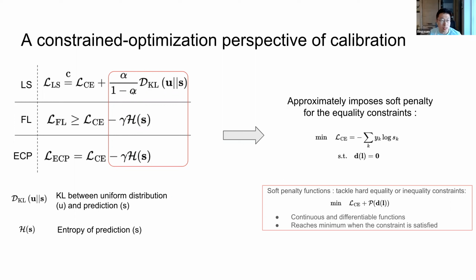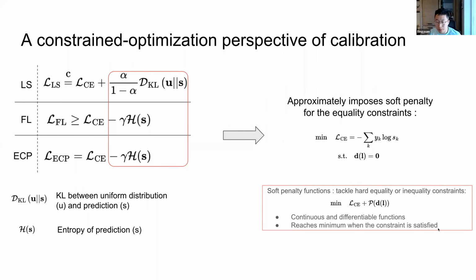entropy. We can see that in label smoothing, the second term is the KL divergence between the uniform distribution and the predictions. And for the focal loss, the second method is to add a negative entropy of predictions alongside the cross entropy. So they are closely linked. They are very related. In this paper, we further prove that this second term is actually a soft penalty for this kind of equality constrained optimization problem. So here the main objective is the cross entropy, and the constraint is to try to push the logit distance to be equal to 0.